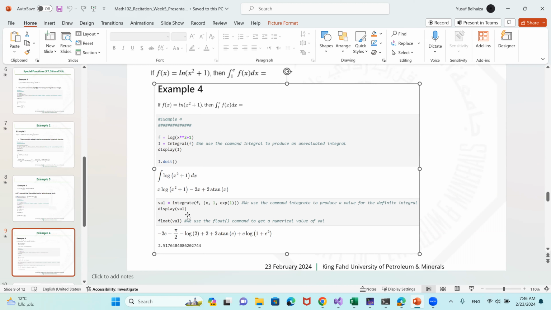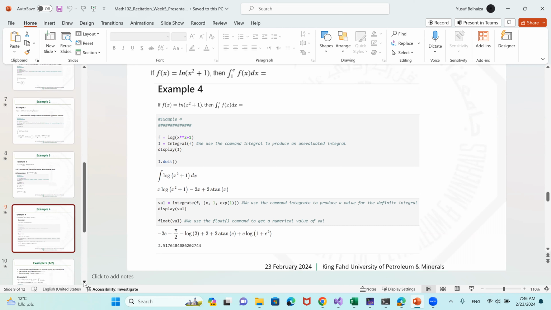And if you want a more informative numerical value, we'll convert val using a float. So we use the float command to get the numerical value, and this is what we get, 2.517. Okay, so you can repeat the same command as an exercise for the previous exercises, and you will have the exact, or let's say more precise, numerical value.